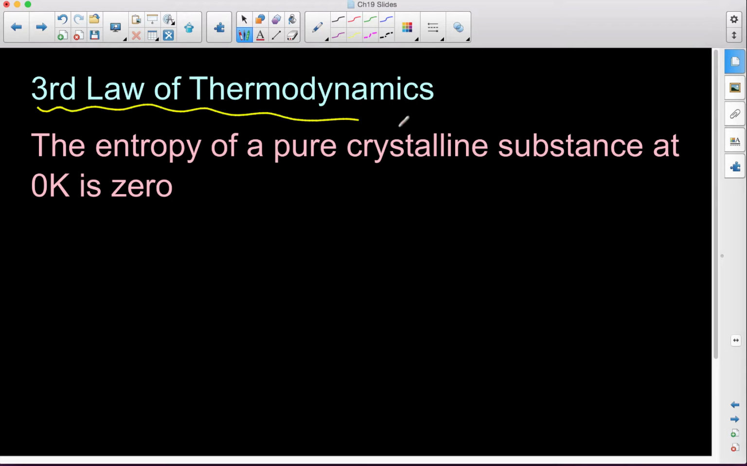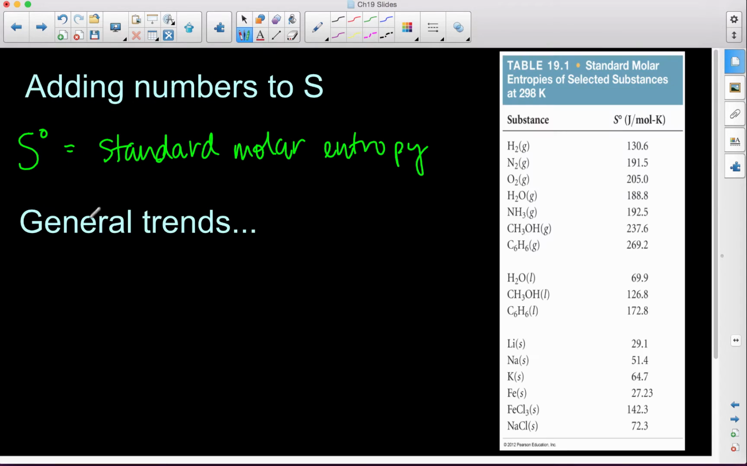The third law of thermodynamics says that the entropy of a pure crystalline substance, meaning a pure substance, not a mixture, at 0 Kelvin, absolute zero, is 0. So the first law states that energy is conserved. The second law states that the entropy of the universe increases for a spontaneous process. The third law says that the entropy of a pure crystalline substance at 0 Kelvin is 0. Now, this one has direct importance because this is how we quantify entropy.